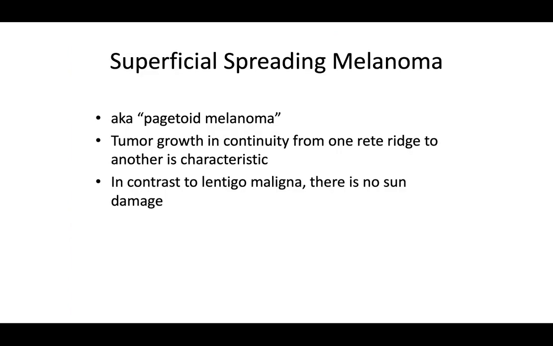Superficial spreading melanoma involves tumor growth and continuity from one reedy ridge to another. That's characteristic. Remember, I said if there's involvement of multiple reedy ridges by the melanoma, then that's superficial spreading melanoma. If it looks like a nodular melanoma, however, there's a lot of reedy ridges involved on the junctional, then it's probably a superficial spreading with a large or prominent nodular growth phase. In contrast to lentigo maligna, I won't say there's no sun damage, but I will say that there does not have to be extensive sun damage in these types of melanomas.